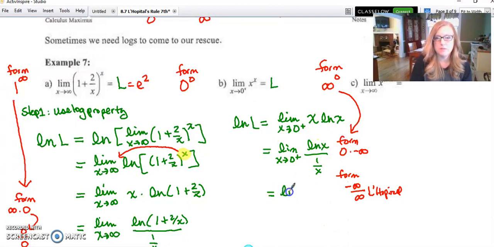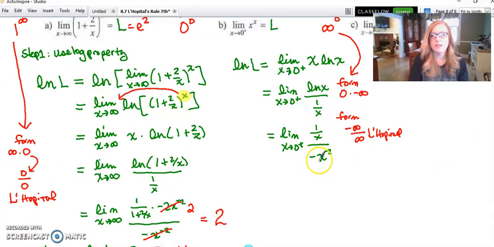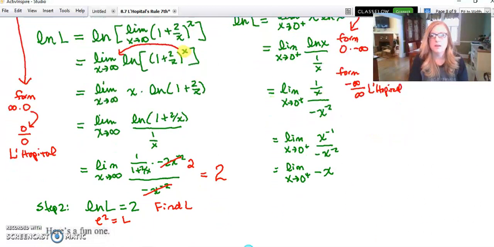Take the derivative of the top. So limit as x goes to 0 from the right, 1 over x. Derivative of 1 over x, or x to the -1, negative x to the -2. Again, when I get to here, you still have infinity over infinity, but I can combine like terms or combine powers together. This is x to the -1 over negative x to the -2, which is going to give me the limit as x goes to 0 from the right. -1 minus -2 is actually going to flip up and give me negative x.